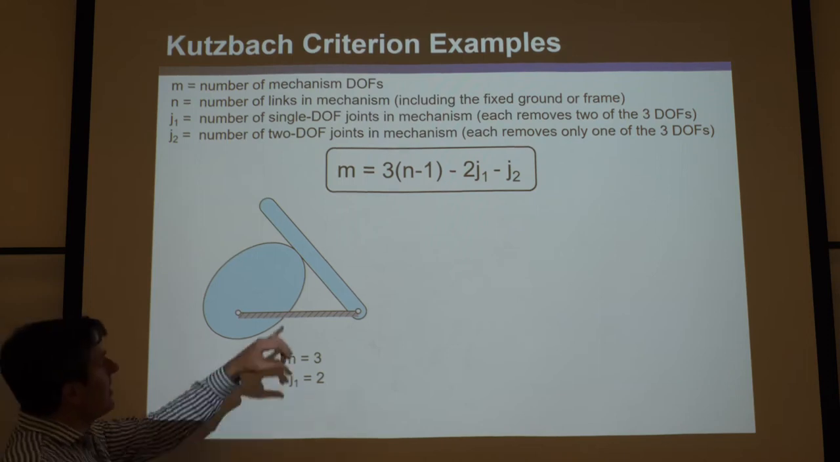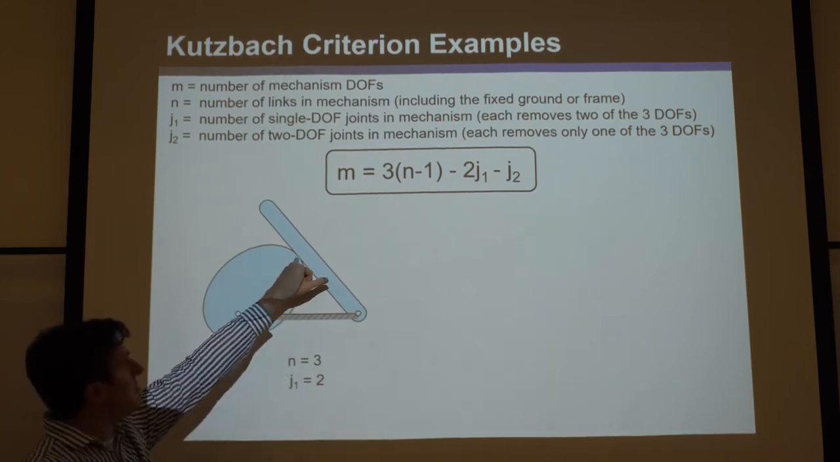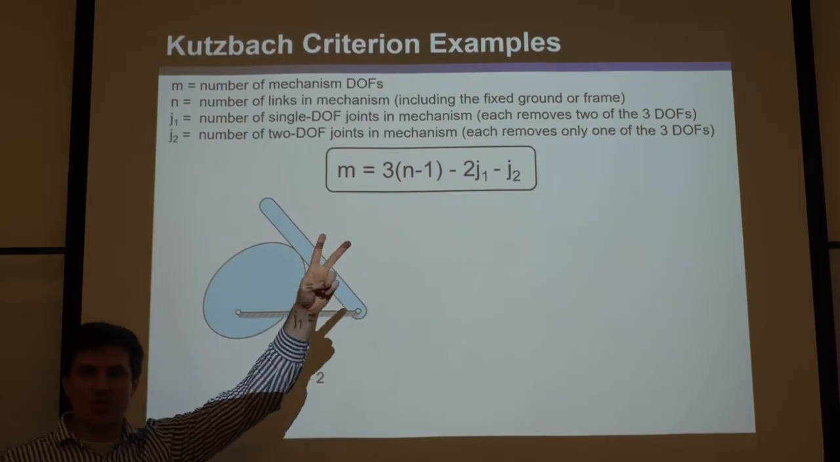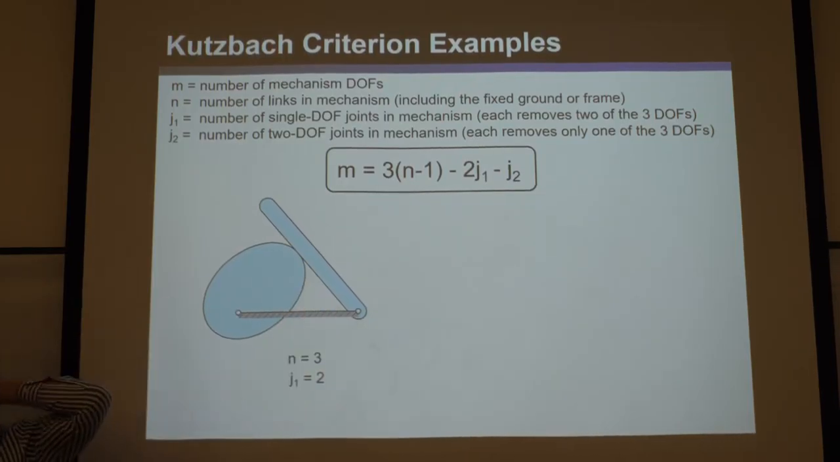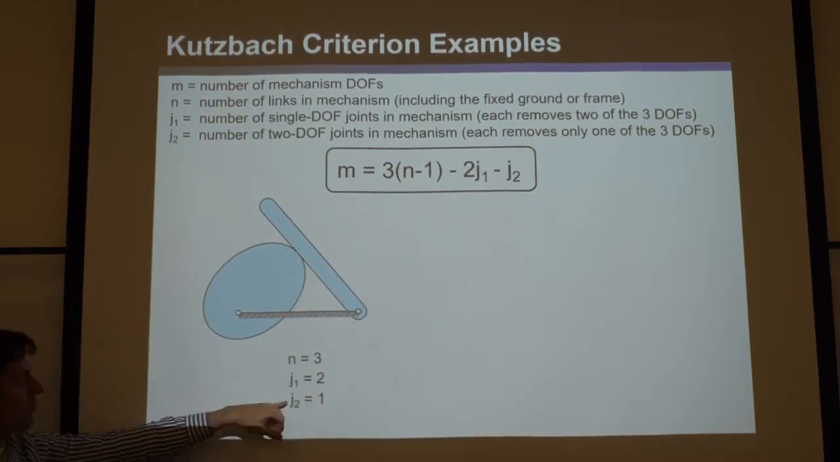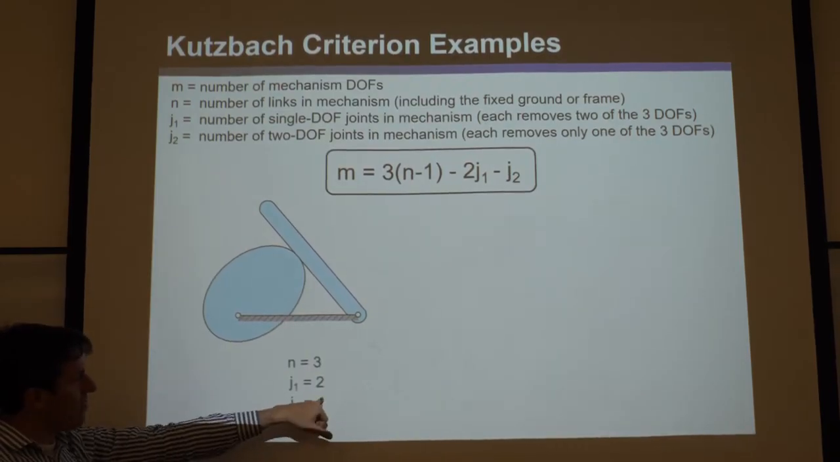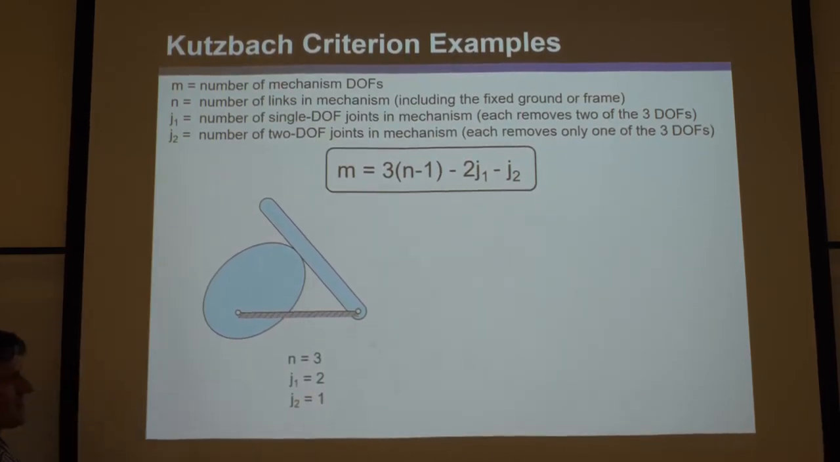How many joints are there? Well, this is a joint, and it has 2 degrees of freedom. It's rolling and sliding. That's 2 degrees of freedom. So that's one J2 joint. We have one two-dimensional joint, so we count one of them. Okay? So this is 3, 2, 1. So plug it in there, and you will find a mobility of 1.